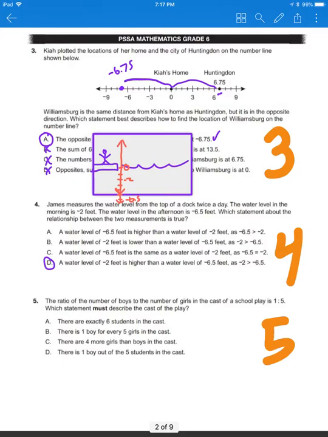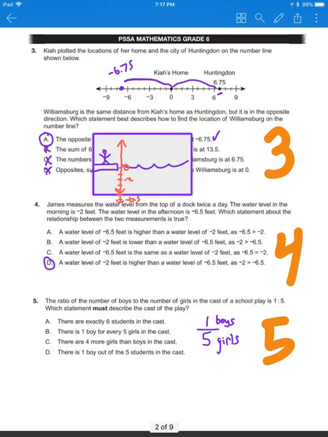All right, and then let's go on to number 5. It says the ratio of the number of boys to the number of girls in the cast of a school play is 1 to 5. Which statement must describe the cast of the play? All right, so let me write that down. So it's 1 to 5, and that's the number of boys to girls.